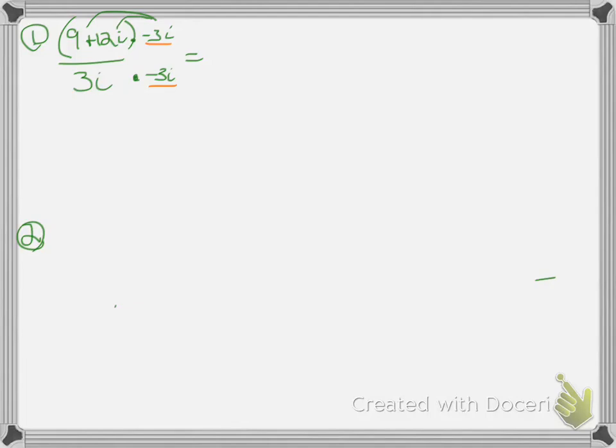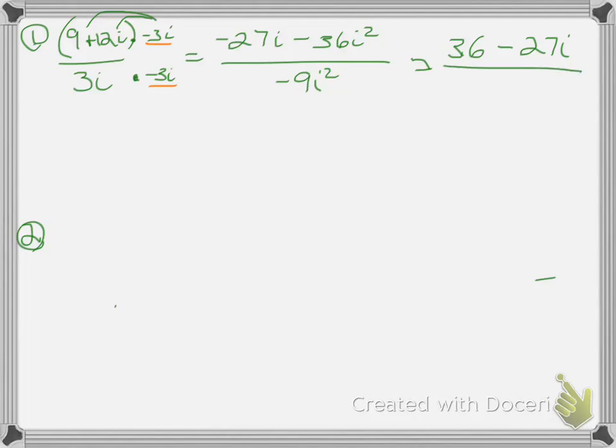So that's going to become negative 3i times 9 becomes negative 27i. And negative 3i times 12i is going to be negative 36i squared. Divided by 3i times negative 3i becomes negative 9i squared. And then I'm going to make the i squareds negative 1. So negative 36 times negative 1 becomes positive 36. And because that's my real part, I'm going to write that first. So the 36 becomes the real part. The imaginary part is the negative 27i. So that's 36 minus 27i. And then negative 9 times negative 1 becomes positive 9.